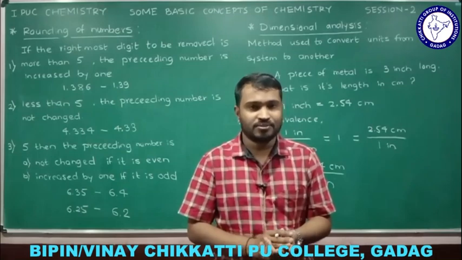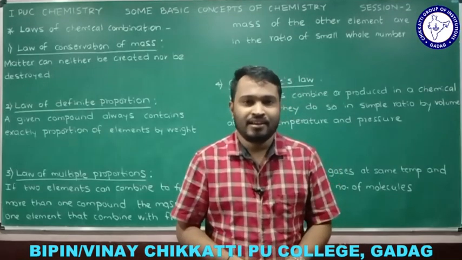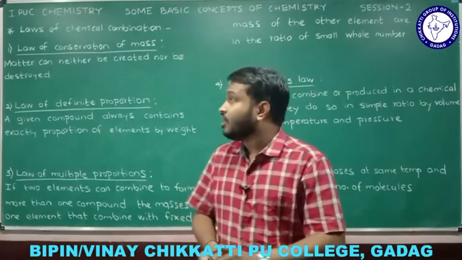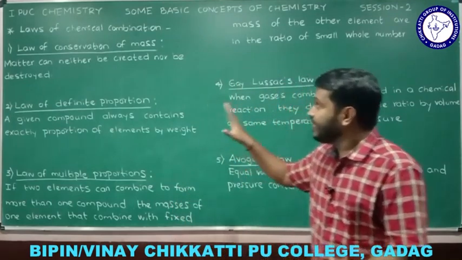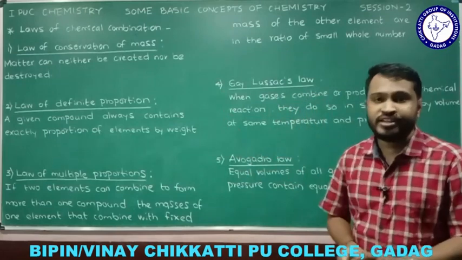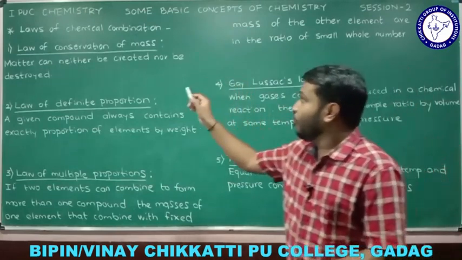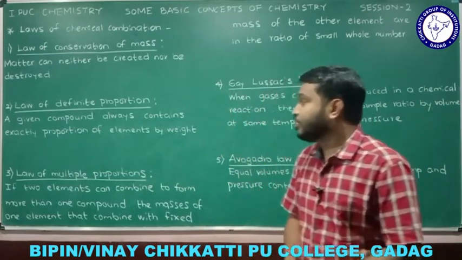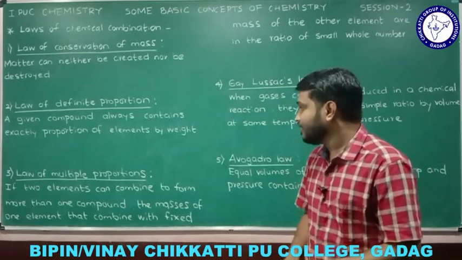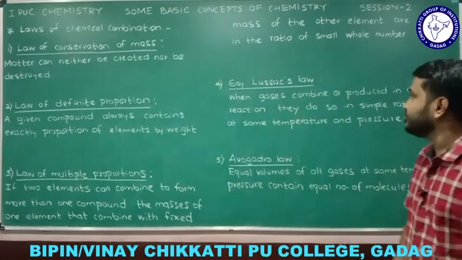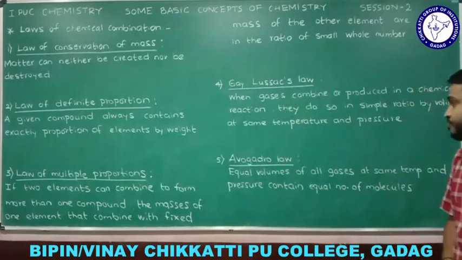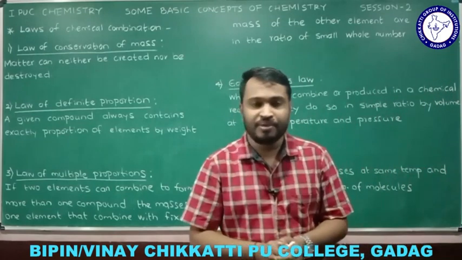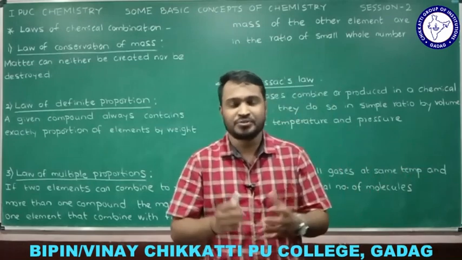Now we'll see the laws of chemical combinations. Totally we have 5 different laws of chemical combination. Law of conservation of mass, law of definite proportion or composition, law of multiple proportions, Gay-Lussac's law, Avogadro's law. So totally 5 different laws of chemical combinations we have. We'll discuss one by one.